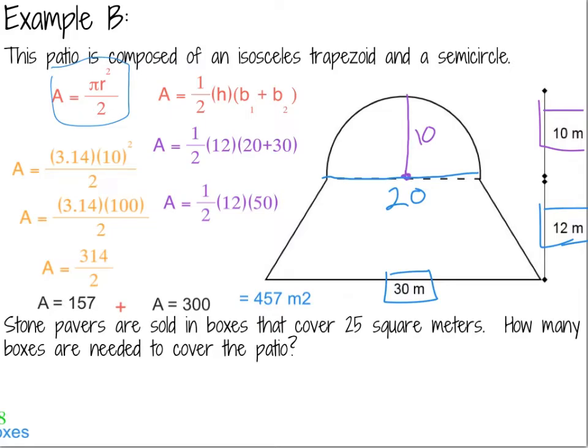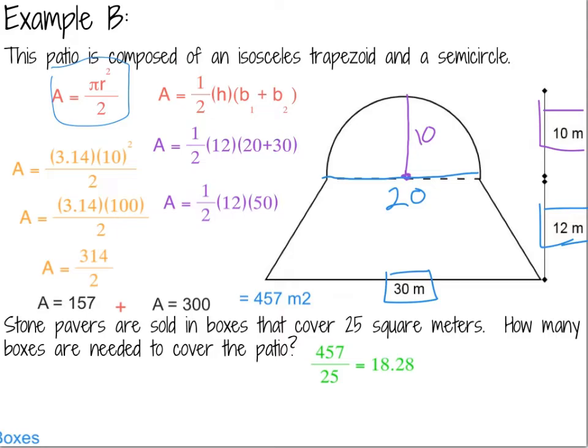But that's not the end of the problem. The problem says that stone pavers are sold in boxes that cover 25 square meters. How many boxes are needed to cover the patio? So I'm going to take my 457 meters. I'm going to divide by 25 because that's how many come in each box. When I do that, I end up with 18.28.